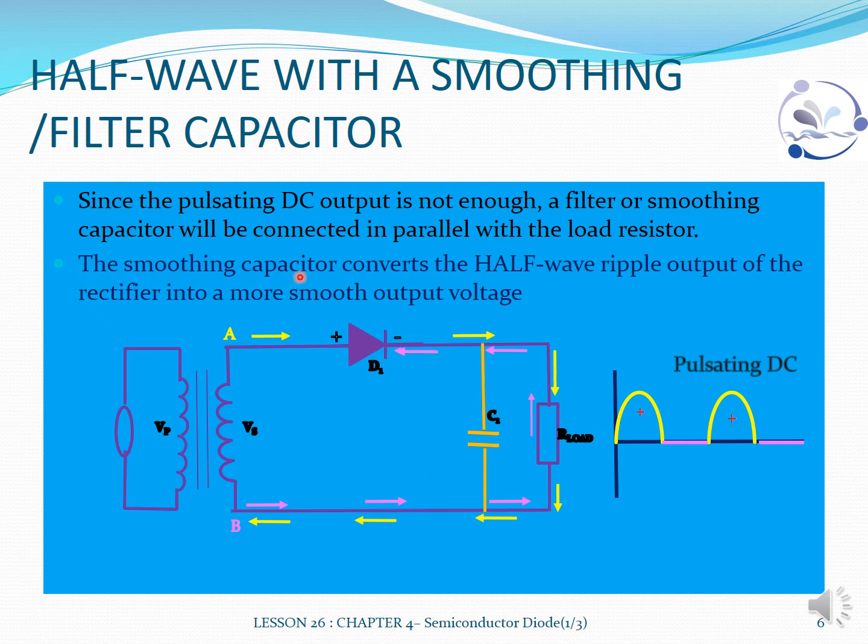The smoothing capacitor converts the half-wave ripple output of the rectifier into a more smooth output voltage. Now this is the pulsating DC that we are talking about, and using C1, the capacitor, we are going to convert it into a smooth output voltage.